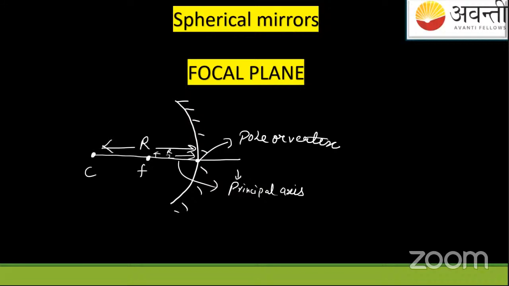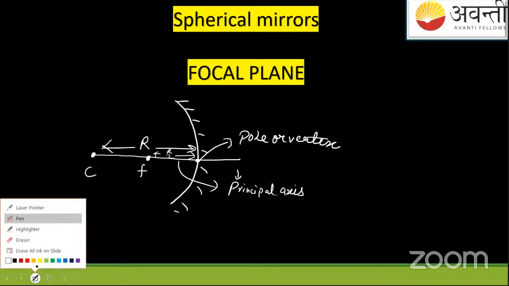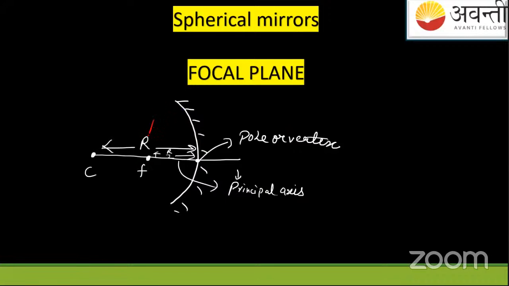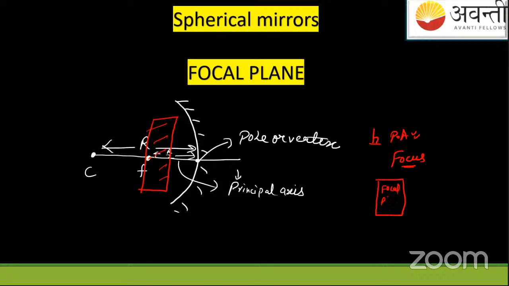Now, how is the focal plane defined? It is defined something like this. Let me show you. The red point, and the focal plane is like this. If you draw a plane perpendicular to the principal axis and it passes through the focus, such a plane is known as the focal plane. Got this?